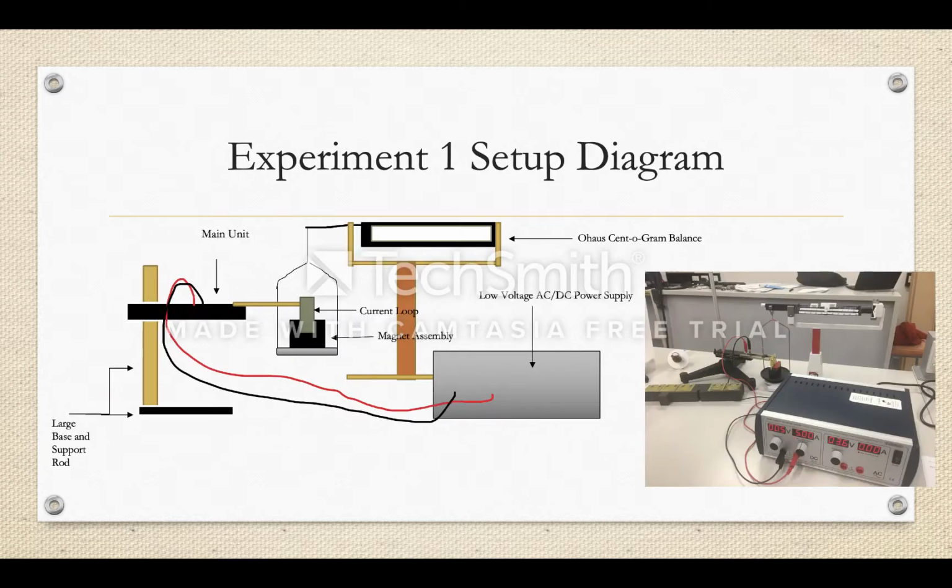The setup of this experiment consisted of assembling the main unit on the rod, and with the arms of the main unit you can connect to the low voltage power supply. You can connect the chosen current loop into the arms of the main unit, and this current loop is placed in the magnet assembly. The magnet assembly is placed on the balance. Note that the magnet assembly shouldn't touch the current loop. When the setup of this experiment was completed, we proceeded to measure the resulting force data. The supply was turned on and we initially set the current to 0 so that we can determine the change of weight, which in this case is the force in grams.